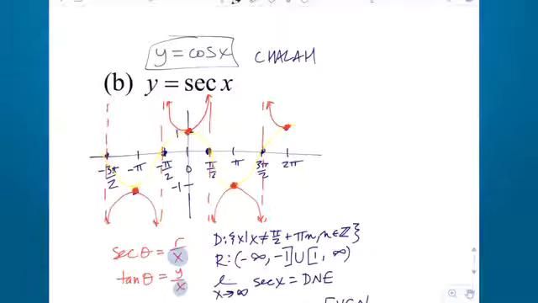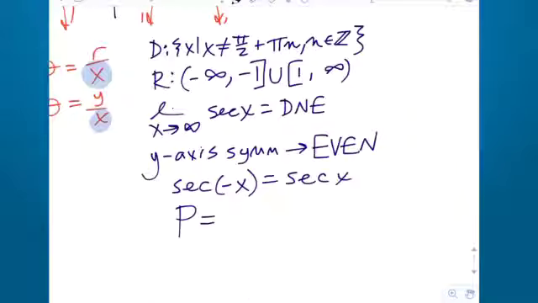It takes 1 up and 1 down to complete a cycle. 1 up and 1 down completes the cycle. And then the cycle repeats itself. So the period is, in fact, 2 pi, which is not surprising again because the reciprocal function cosine also had a period of 2 pi.